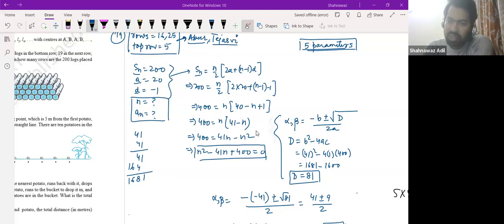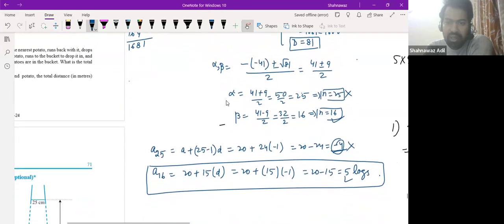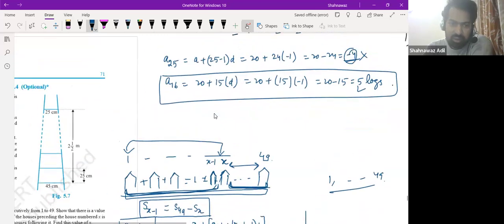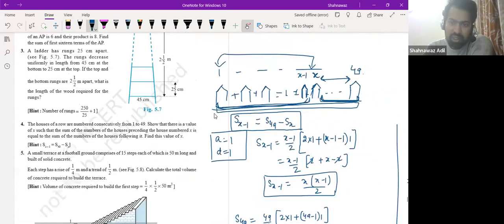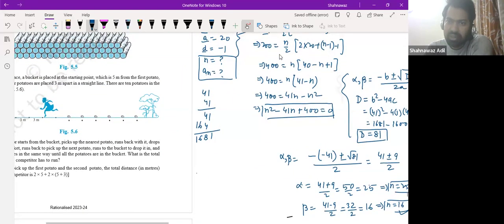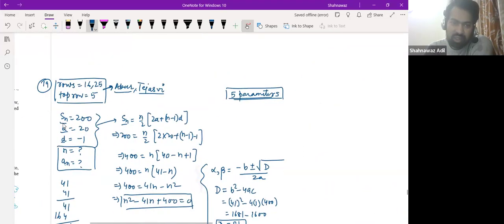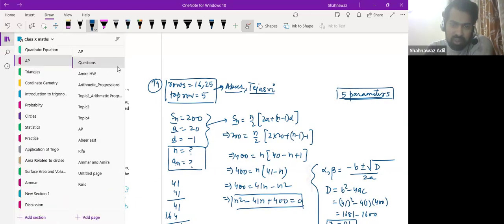So yeah, this was the idea of this question, right? So remember, in AP, the general idea will always be that you have only these five parameters, right? And the relation between some of them will be given, and you have to find the rest. That is the idea in this chapter, right? So let us do a difficult question this time.